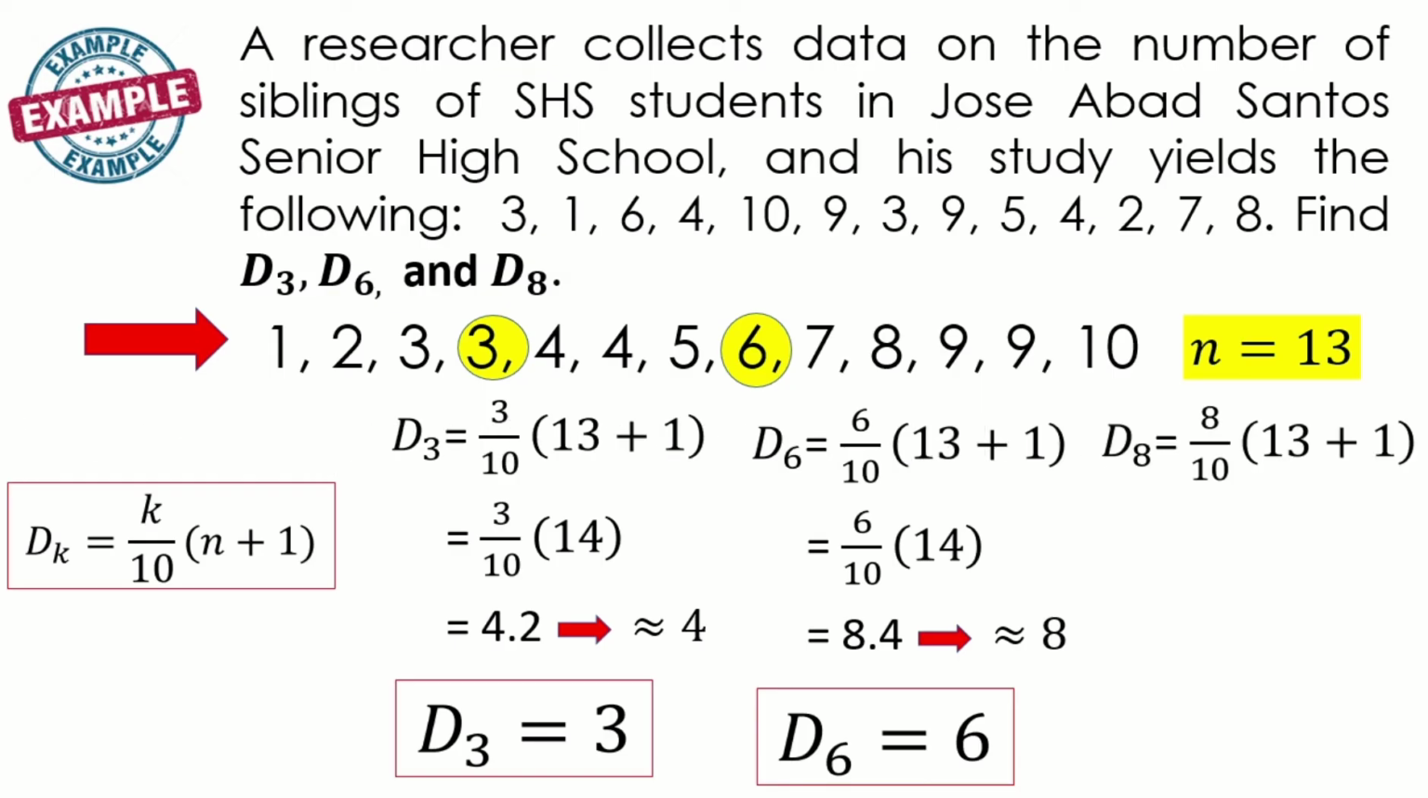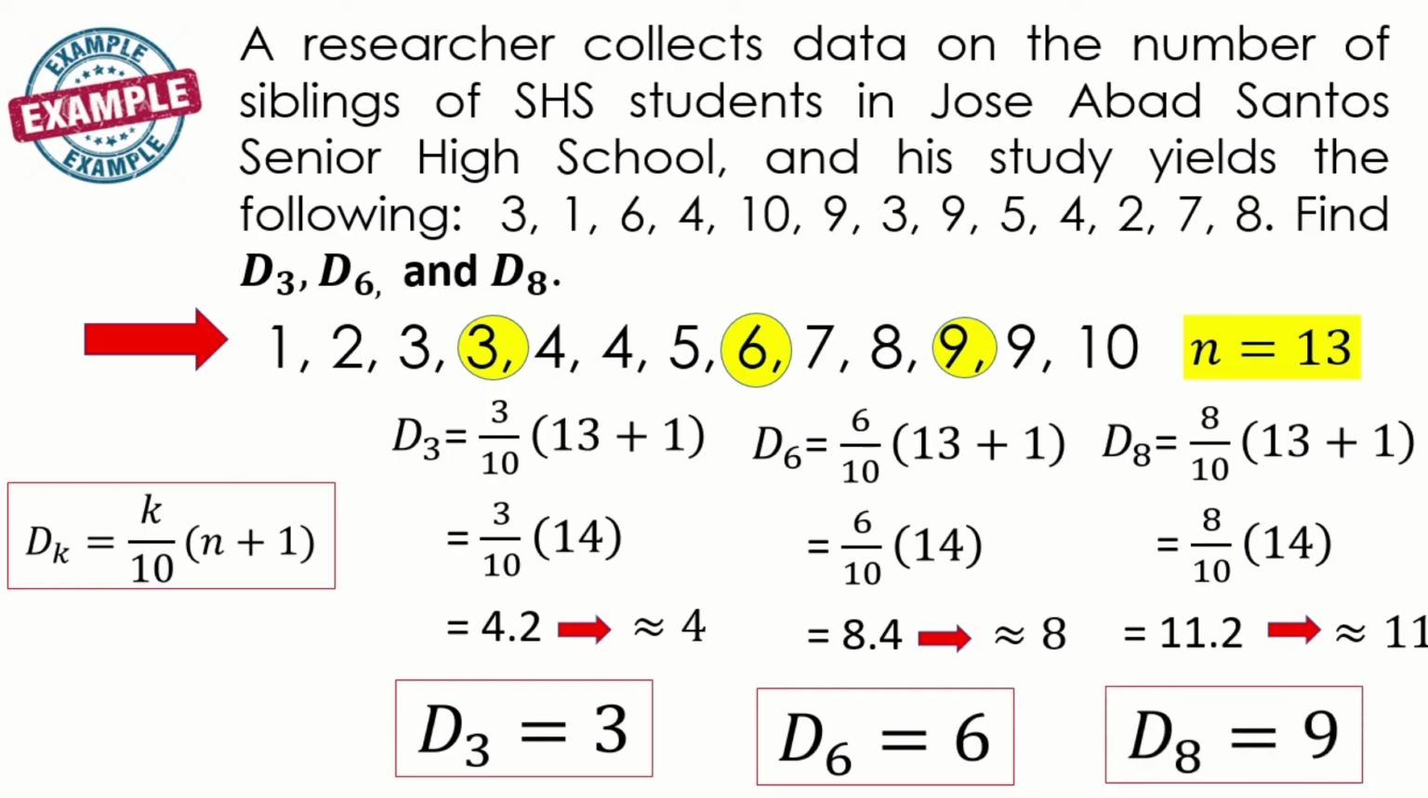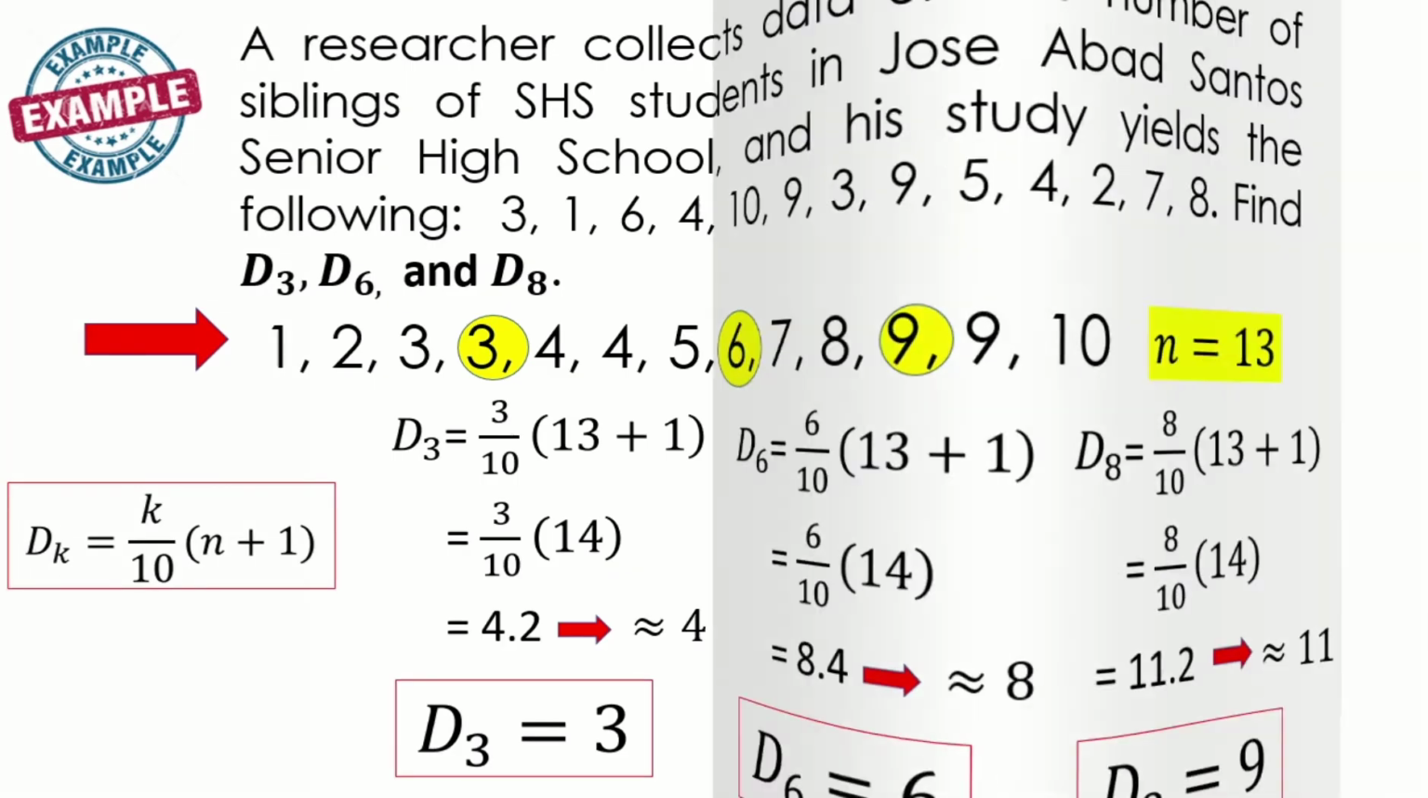Last, the D sub 8 or the 8th decile. So, papalitan lang natin. Madali lang naman tandaan yung formula since yung 10 dyan, constant. And then, kung anong nakalagay dyan, yun ang ipapalit nyo dito. So, 8 over 10 times 14, the answer is 11.2 or equivalent to 11. So, pang 11 siya dito. So, the answer is 9. So, the 8th decile is 9. So, yan ang decile. Last is the percentile.